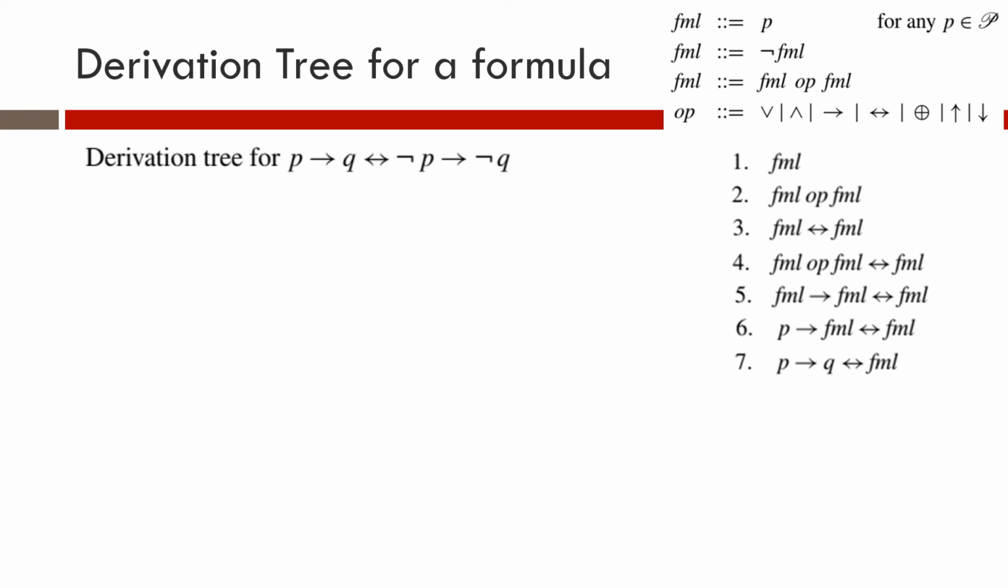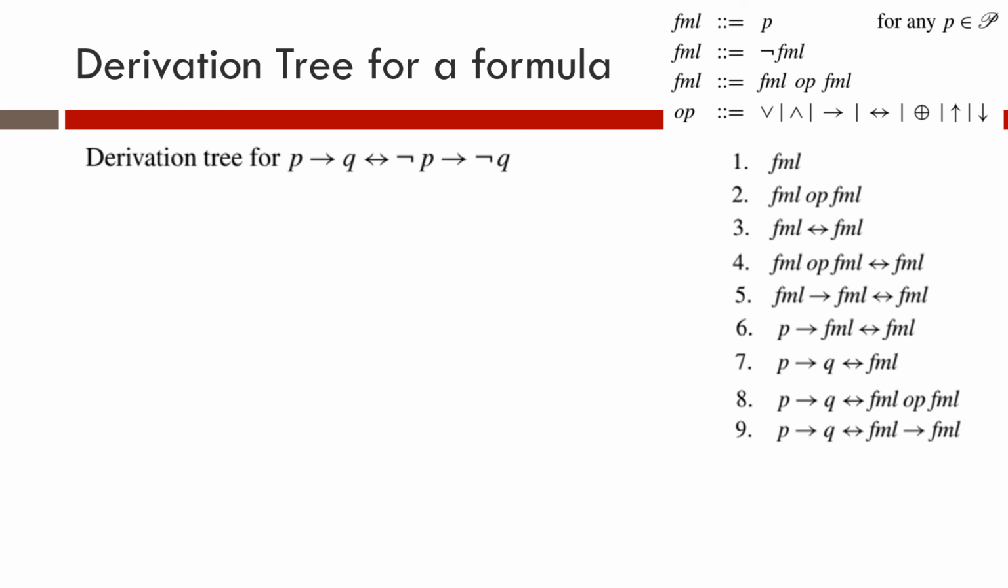Now similarly we repeat this for the right side. So the right side formula we can split as formula op formula. We apply this production, formula op formula, and we get, say, P implies Q equivalence formula op formula. Now when we move to the left side of this operator, which is a formula, that formula is again negation P. Okay, so which of these rules will we apply? We will apply the second rule.